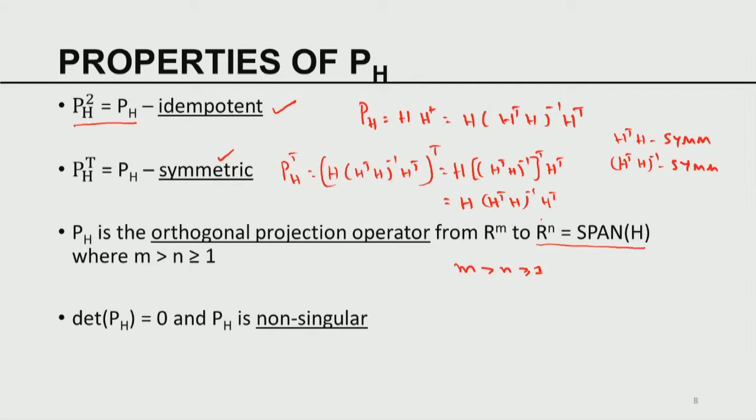You can also verify the determinant of pH is 0 and hence pH is singular. It is singular. That's the property we can easily verify. The determinant is 0, so it must be singular. That's the way things are. Okay, good. Now I would like you to be able to verify that particular property.